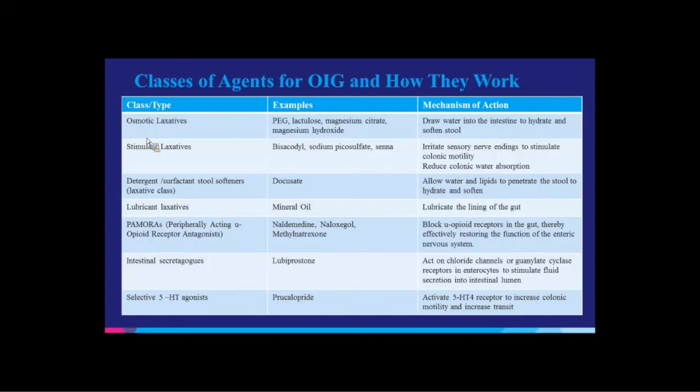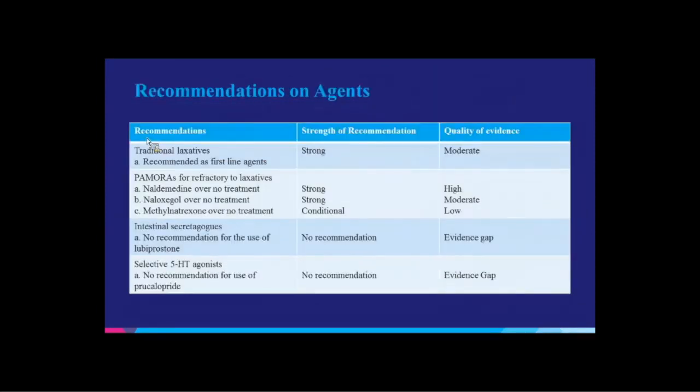There's some intestinal secretagogues, like lubiprostone. They act on the chloride channels, or the guanylate cyclase receptors to stimulate fluid secretion. And then there's the selective 5-HT4 agonists, and they activate the 5-HT4 receptor to increase colonic motility and increase transit.